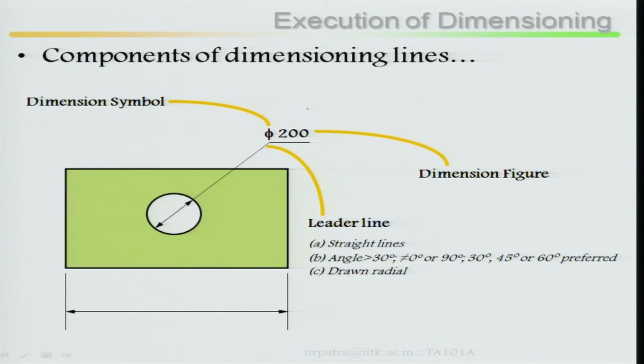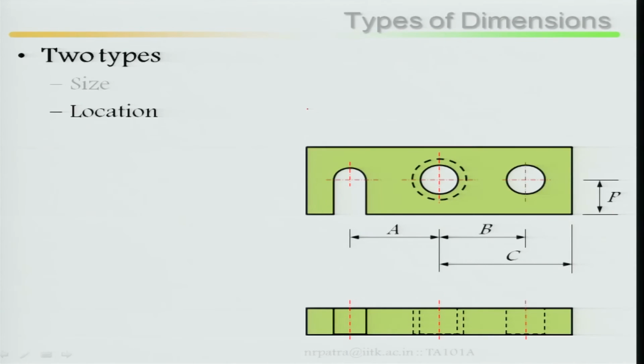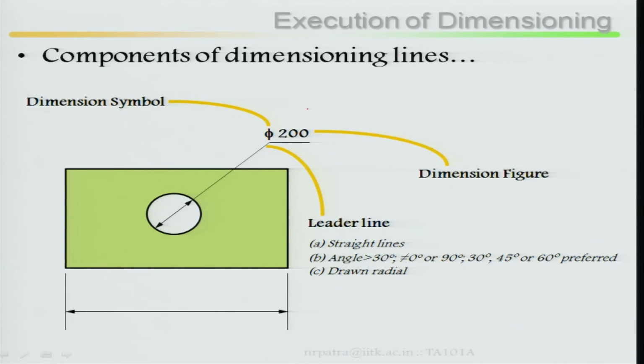Dimension symbols: phi is for drill, 200 is the dimension figure. As I said, there are two types, size and location. What is the size and what is the location? Here it is the size, the dimension figure. Where is the location? Here, in terms of the leader line.